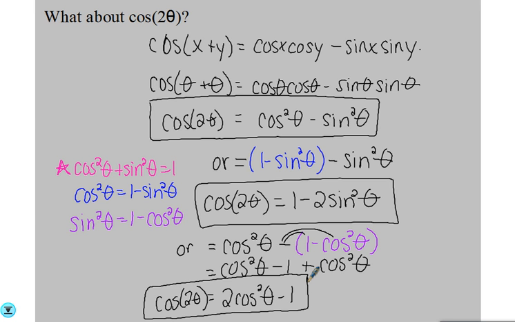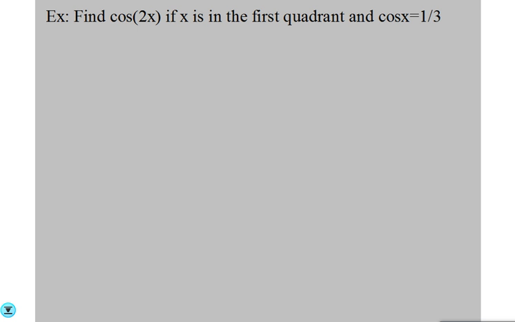So again, we're going to go through an example of how that works. So we want to now find cosine of 2 times x if x is an angle in the first quadrant. So go ahead and draw my angle into the first quadrant.